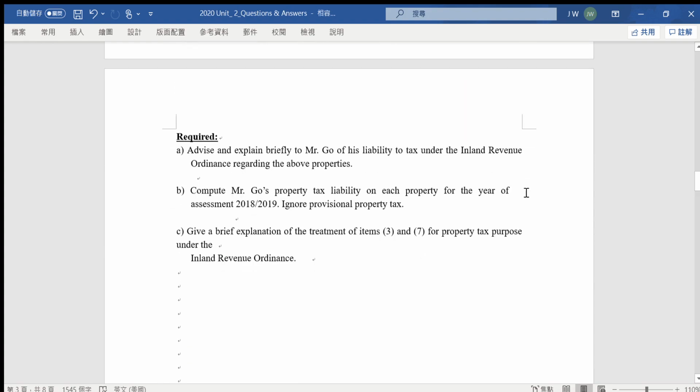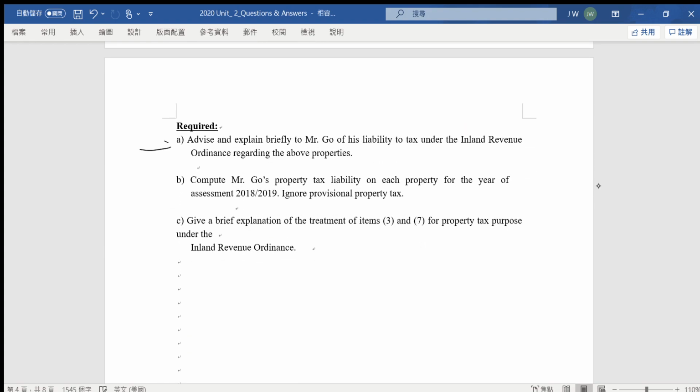Okay, that's why the question asks you to give advice and explain. And you should refer to the ordinance and explain clearly to Mr. Goh about the responsibility, liability and obligation of a property owner. And you should cite the relevant section also. Okay. And then part B is the property tax computation, but just work for this year only. Okay, 18 and 19. Okay, that's why you should be careful. And also the question asks you to give explanation on two items, item 3 and 7.